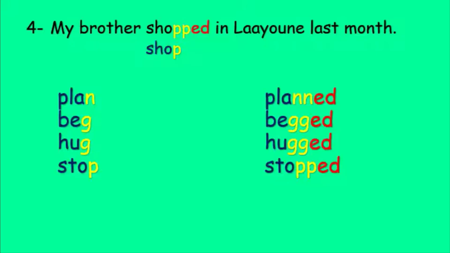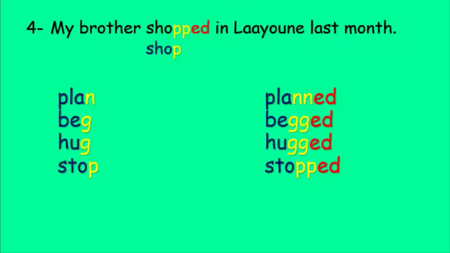It's just one part. And there is one vowel. For example, in shop, there is S-H-O-P. So the vowel is only one. Let's look at the other examples. Plan. There is P-L-A-N. Beg. B-E-G. Hug. H-U-G. Stop. S-T-O-P. So when there are two vowels, you don't double the consonant.